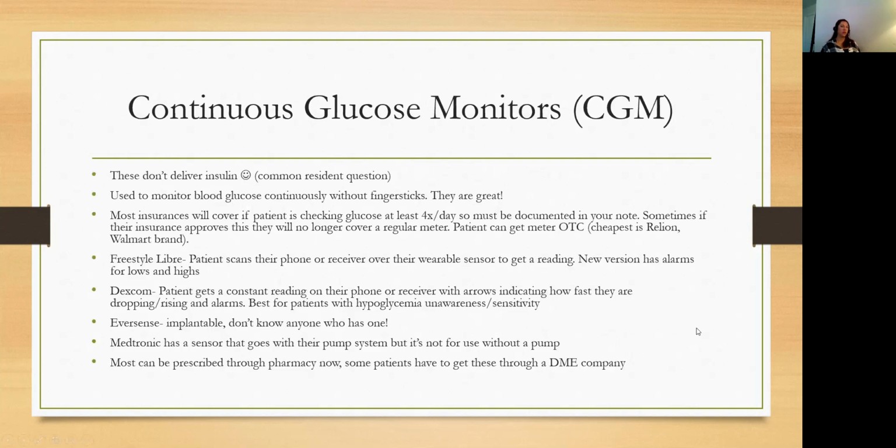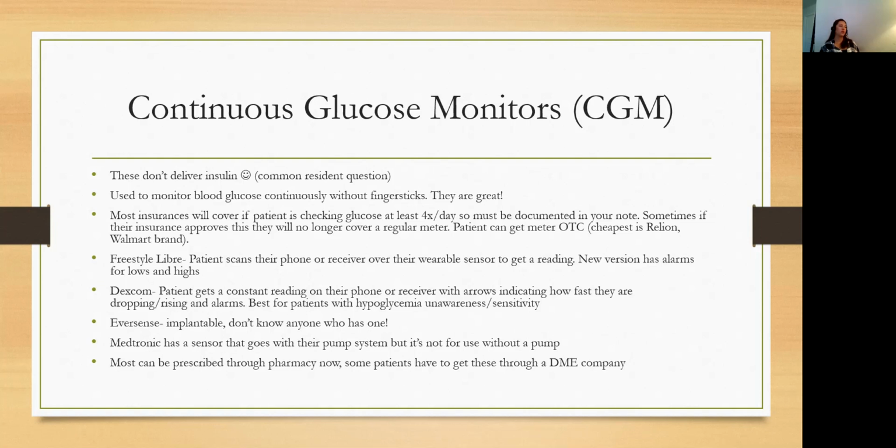So I'll cover this real quick. Continuous glucose monitors, they're becoming super common. And so you're probably going to start seeing them more, especially if you're in primary care. But first of all, they don't deliver insulin. So I've had a lot of residents ask me this before. They're like, oh, they're wearing this device. Well, it's not a pump, it's just a monitor. And so it's used to monitor their blood sugar continuously without finger sticks. They work great. It's really nice that the patient doesn't have to prick themselves all the time.